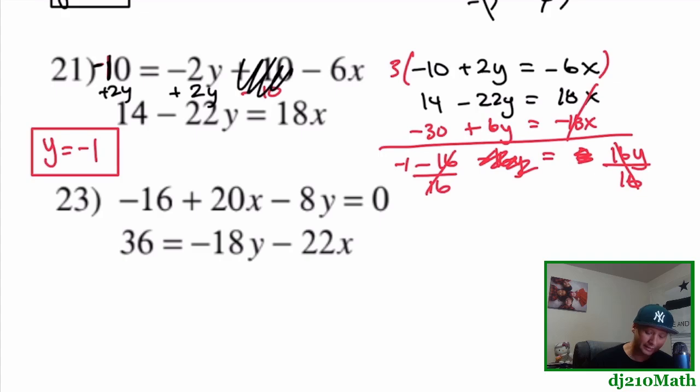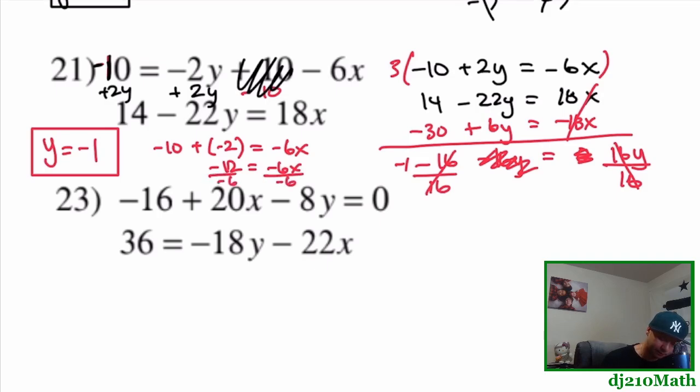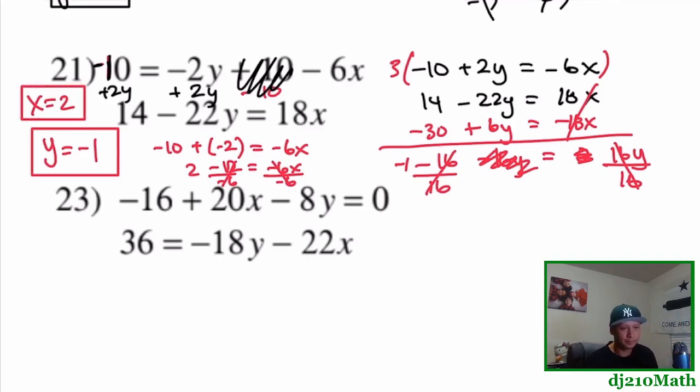All right, plugging that into one of these. Doesn't matter which one. Just plug it into the top. So negative 10 plus 2 times negative 1, right, is negative 2, is equal to negative 6x. This is going to be negative 12 equals negative 6x. That's positive 2. So x is equal to 2.